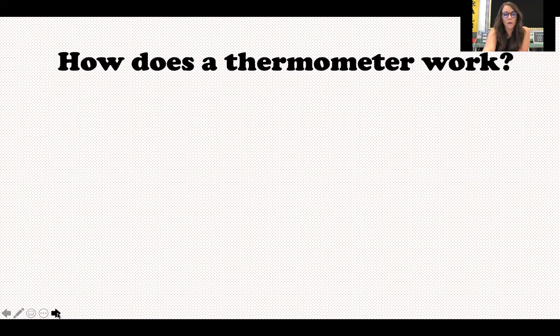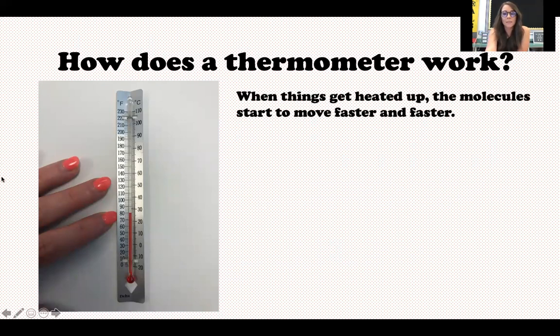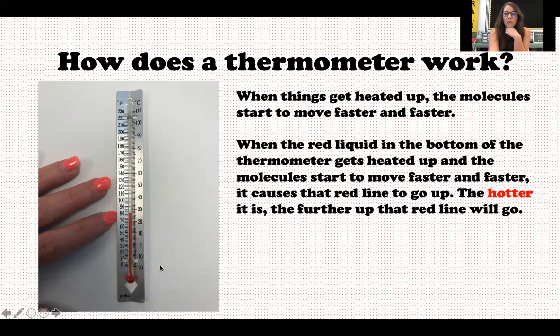How does a thermometer work? All right, so here's a picture of the type of thermometer that we have here in the science lab at Pershing Park. Hopefully you should recognize this. We used these last year in second grade. So what happens is when anything gets heated up, the molecules in it start to move faster and faster and faster. So when this red liquid down here starts to get heated up and the molecules start to move faster, it causes this red line to move up. The hotter it is, the further up this red line is going to go.